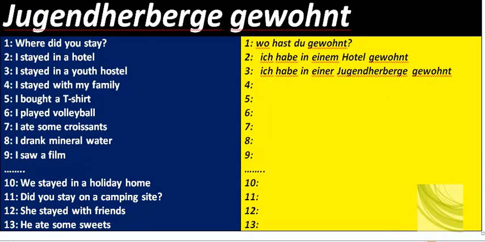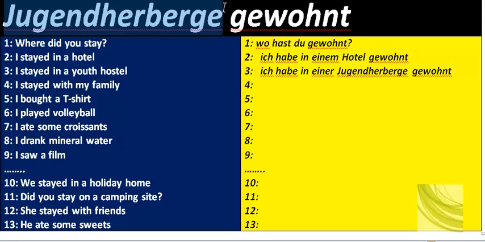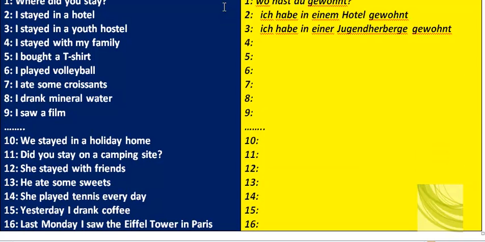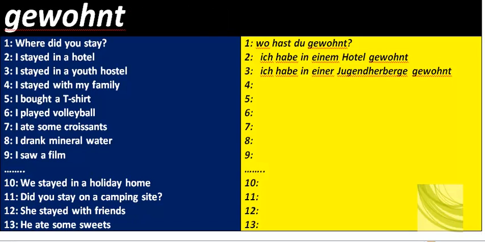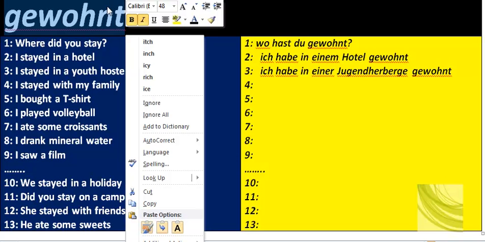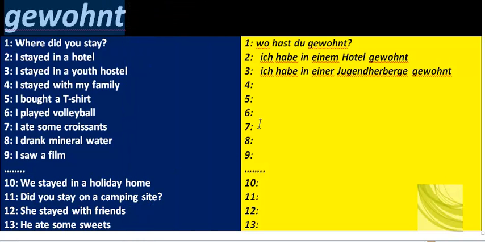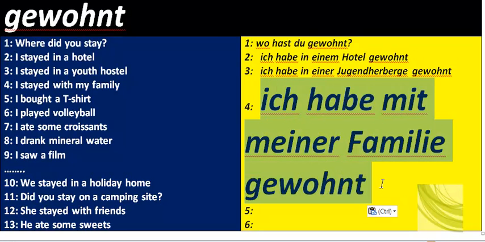Now, number 4, I stay with my family. So essentially, we keep the verbs there and get rid of this little bit there. Now, with my family is mit meiner, and then Familie, like so. So, mit meiner Familie gewohnt. Ich habe mit meiner Familie gewohnt. Same principle: copy, paste it down here, and then, you guessed it, put it to 16, like so.